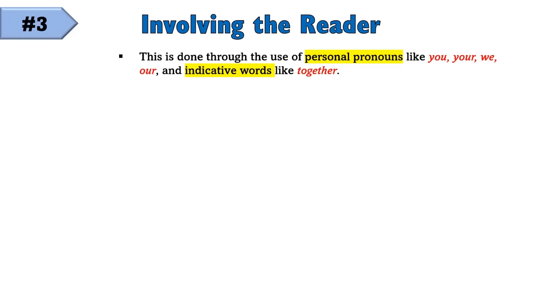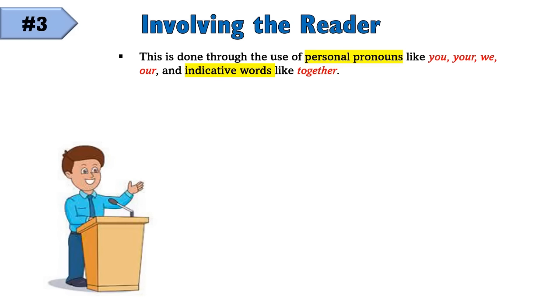Another language feature used in persuasive writing is involving the reader. This is done through the use of personal pronouns like you, your, we, our, and indicative words like together. Using these words establishes a connection between the author and the reader. This way, the issue is made personal and more important to the reader.